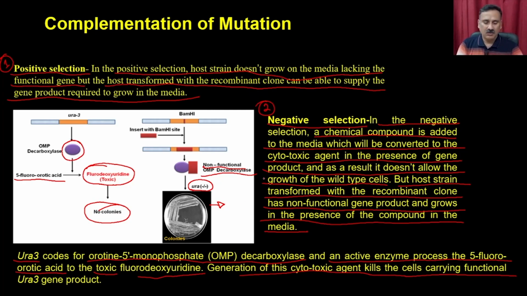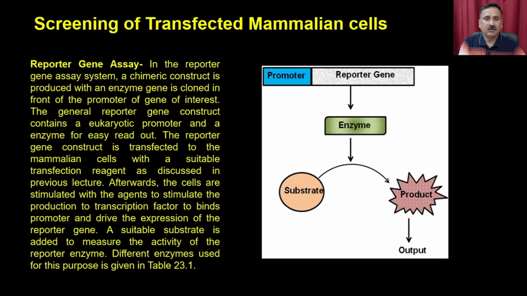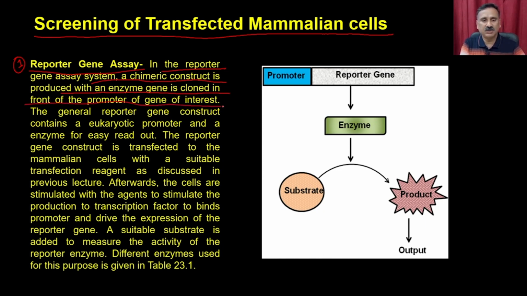Let's talk now about how you can screen clones in the mammalian system. So, screening of the transfected mammalian cells. The first method is the reporter gene assay. In the reporter gene assay system, a chimeric construct is produced with an enzyme gene cloned in front of the promoter of the gene of interest. The reporter gene construct contains a eukaryotic promoter and an enzyme for easy readout.